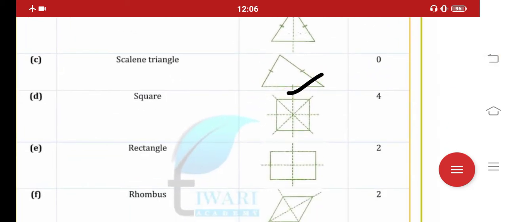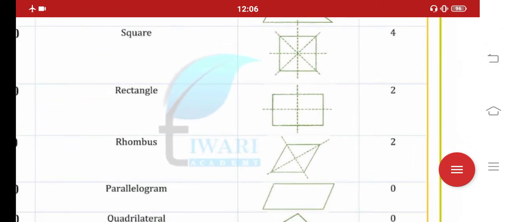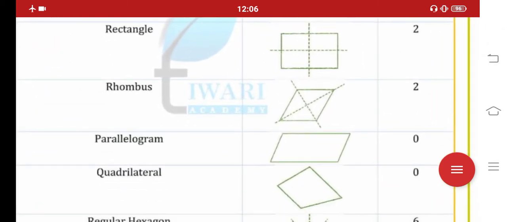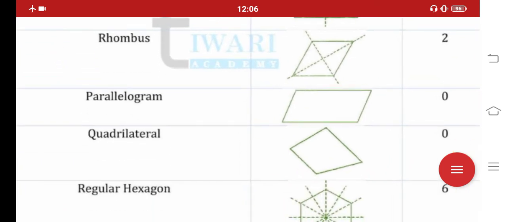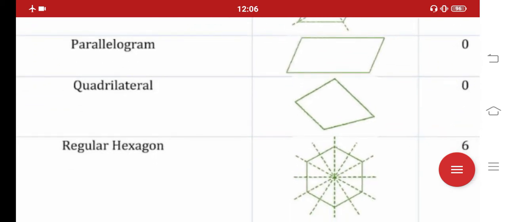Square, one vertical, one horizontal, and two inclined, so it has 4 lines of symmetry. Rectangle, one horizontal, one vertical, 2 lines of symmetry. Rhombus, 2 lines of symmetry, both are inclined. Parallelogram, we cannot cut a parallelogram so that one half will cover the other half completely, so there will be no line of symmetry. Quadrilateral, quadrilateral means any closed figure made up of 4 line segments.